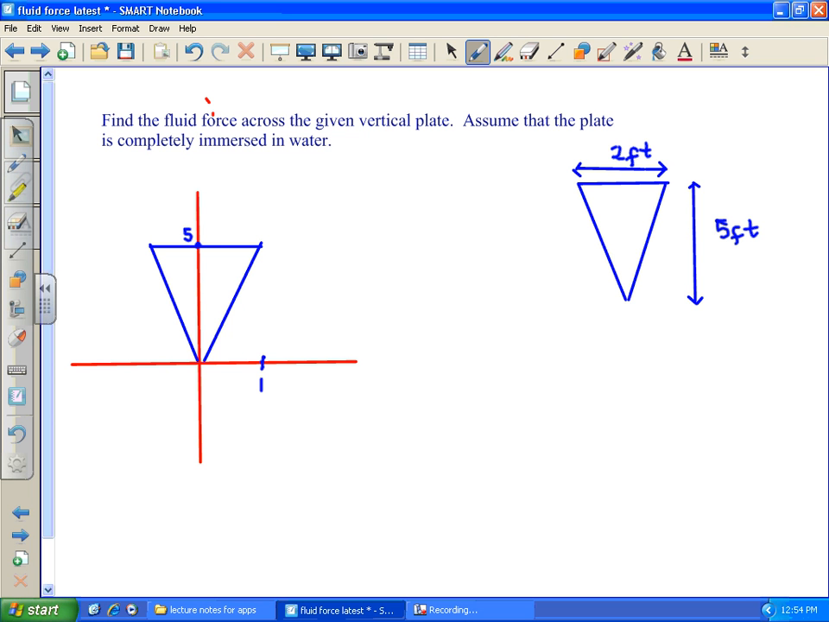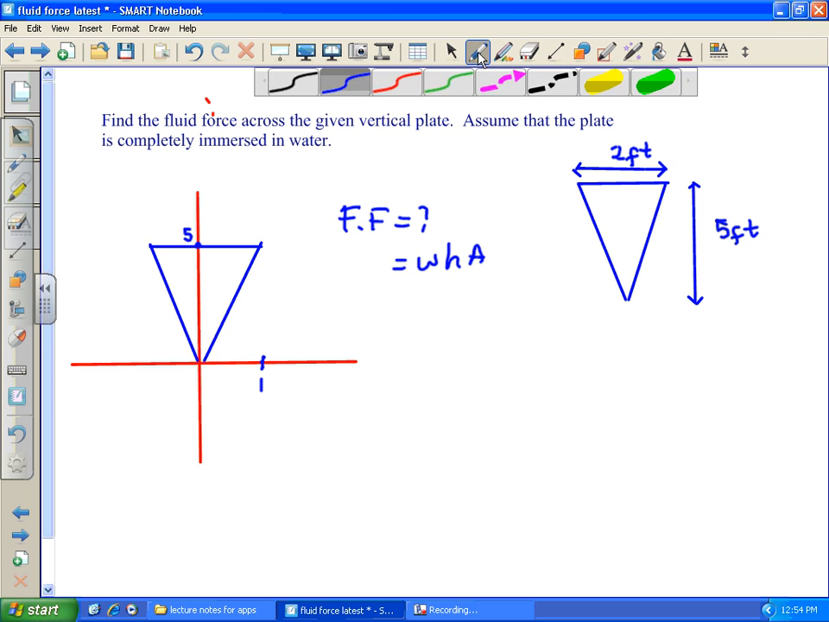Okay, so we know we're trying to find fluid force. And we know the formula, fluid force equals WHA. First, we're going to do it for one thin rectangle through the region. Just pick a rectangle. And we know we have to pick it this way, so it becomes a constant depth problem. The thickness is delta y.